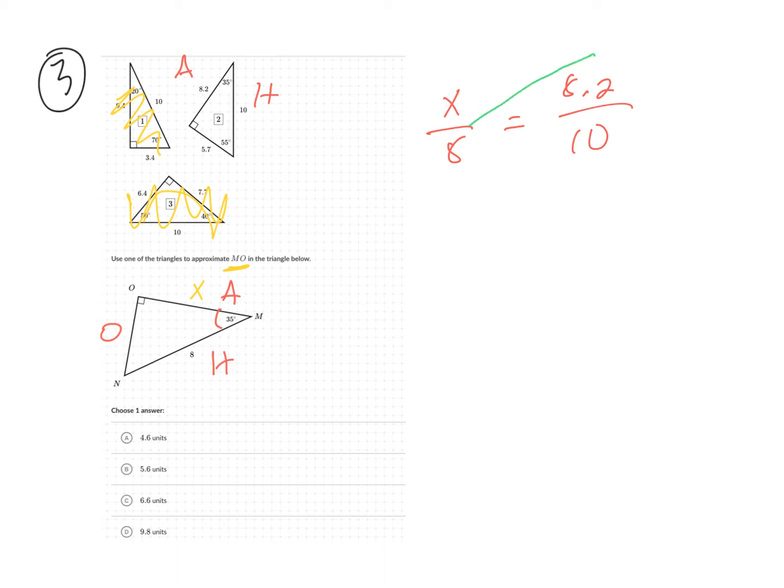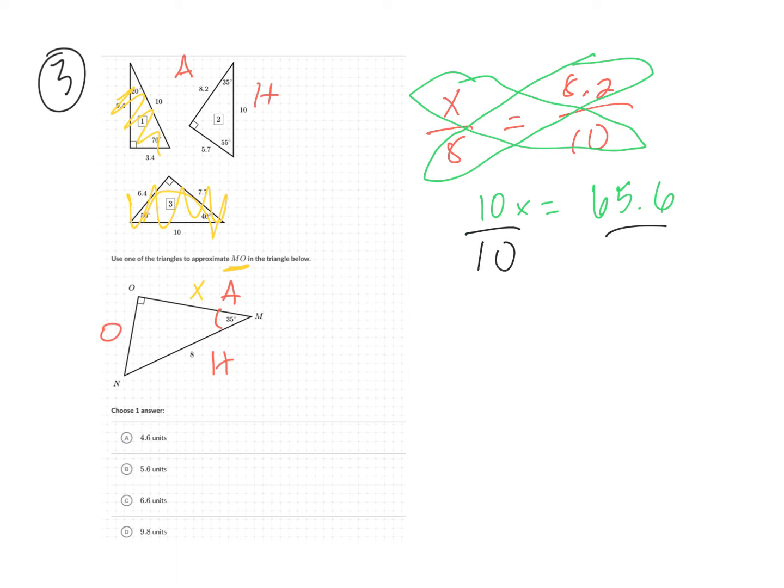And here I can cross multiply like a butterfly. 10 times x is 10x. 8 times 8.2 is 65.6. And the last step would be to divide both sides by 10, which is 6.56. That would round to 6.6.